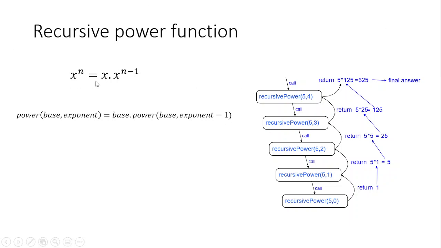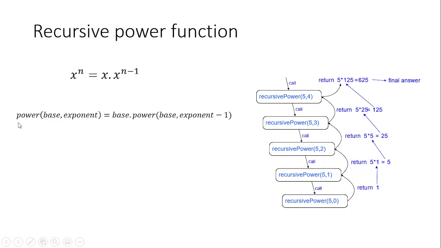लेकिन इसकी एक रिकर्सिव डेफिनेशन भी है. x raised to the power n is equal to x multiplied by x raised to the power n minus 1. यानी किसी भी नंबर का if you need to find its nth power, so you can find it in terms of the n minus 1th power of that number. ठीक है?